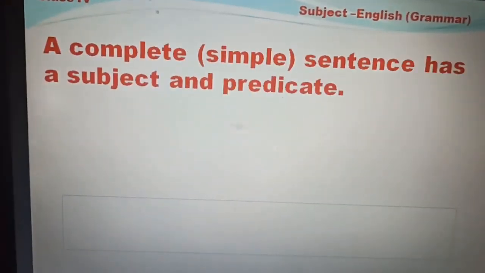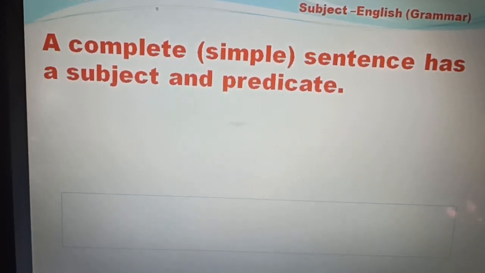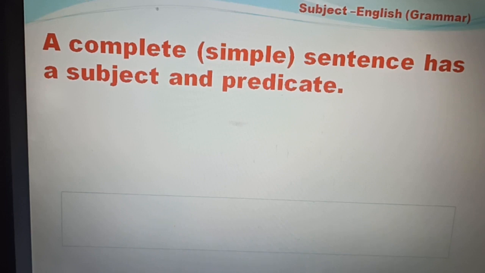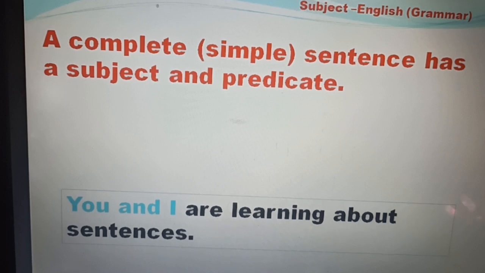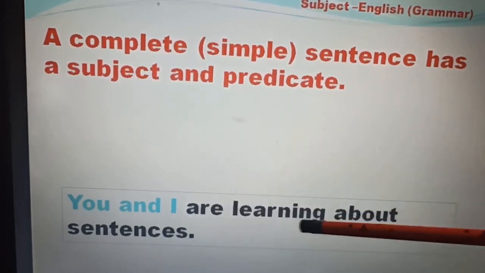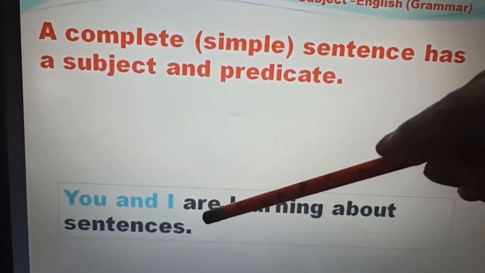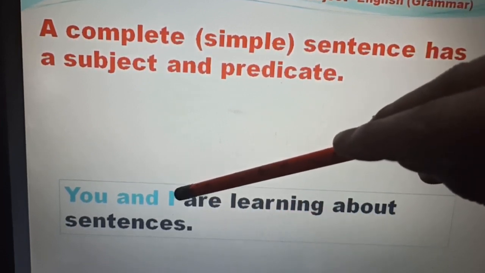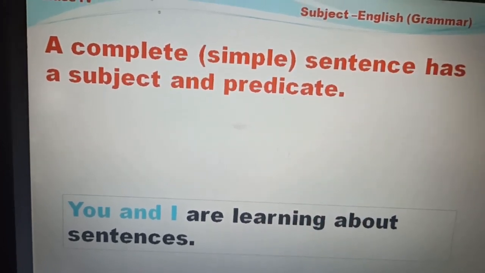Now, a complete simple sentence has a subject and predicate. एक पूरा सेंटेंस जो है वो पूरा तब होता है जब उसमें सब्जेक्ट और प्रेडिकेट दोनों होते हैं. Now, here is an example. You and I are learning about sentences. तुम और मैं sentences के बारे में learn कर रहे हैं. So, you and I is a subject over here and are learning about sentences is the predicate.